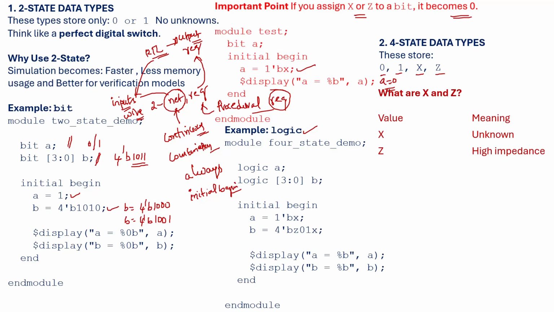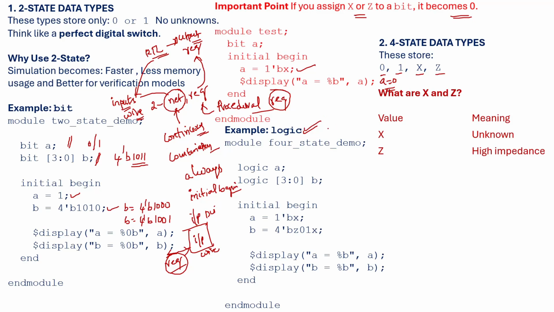But the DUT is dealing with the outside world. Inside the DUT, the input ports use wire type only, but they deal with the outside world, which uses reg type. So when I don't know whether it will take the reg type or the wire type, at that time we will go for the logic data type.